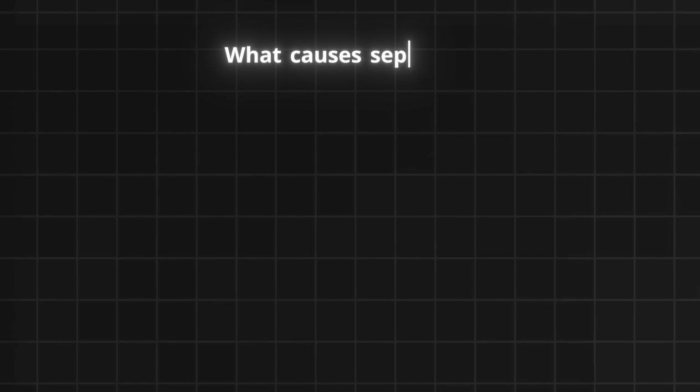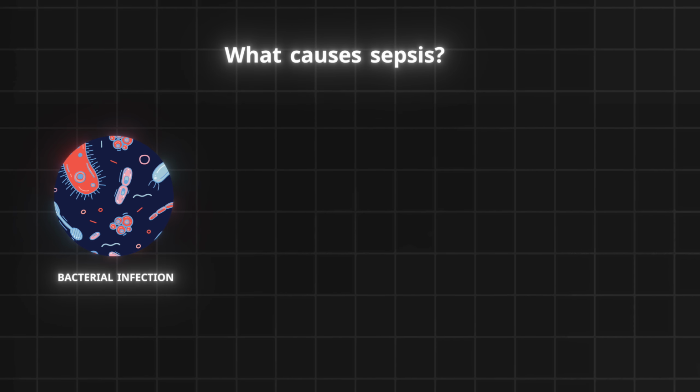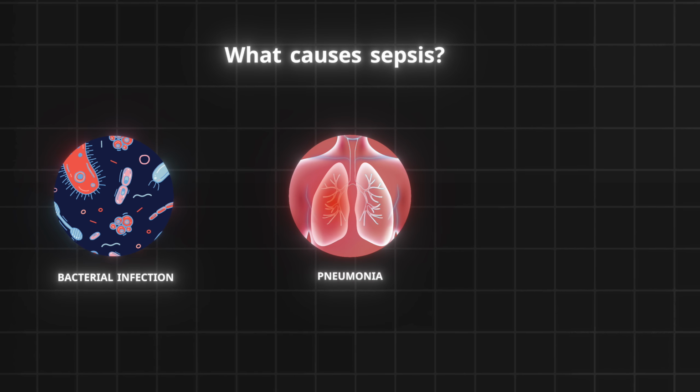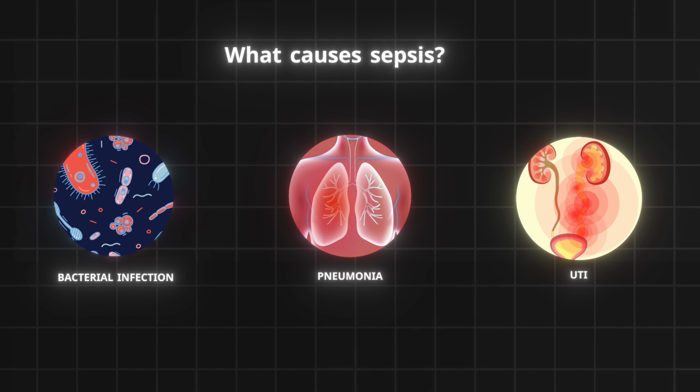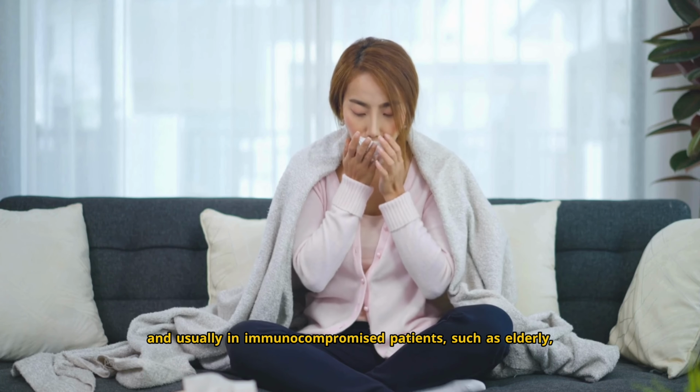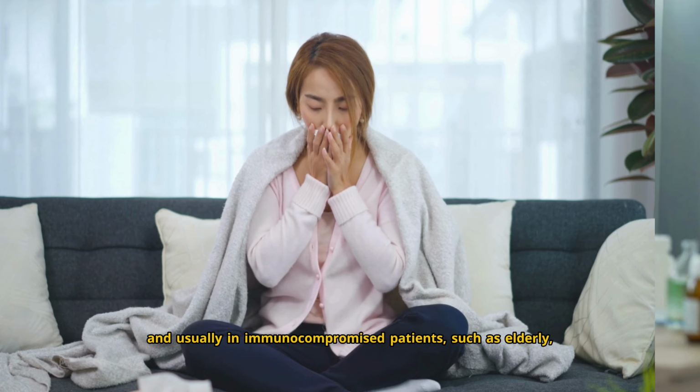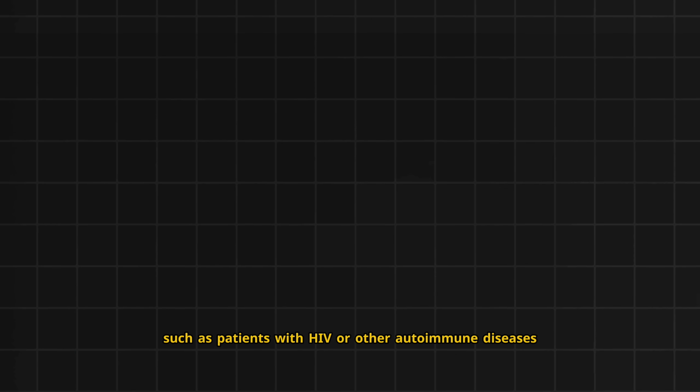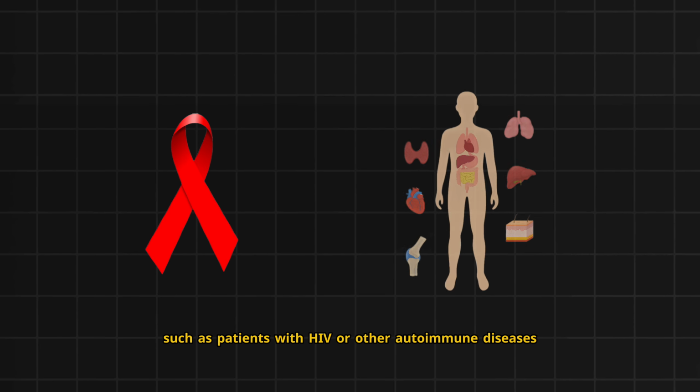So what causes sepsis? Usually a bacterial infection. It could be pneumonia, it could be a UTI, and usually in immunocompromised patients such as elderly, such as patients with HIV or other autoimmune diseases.